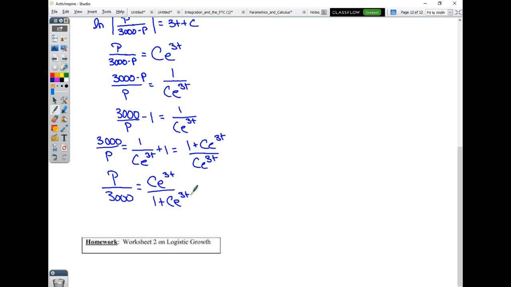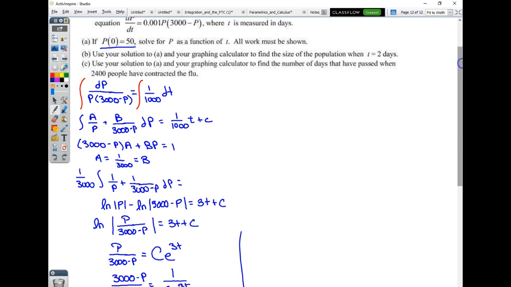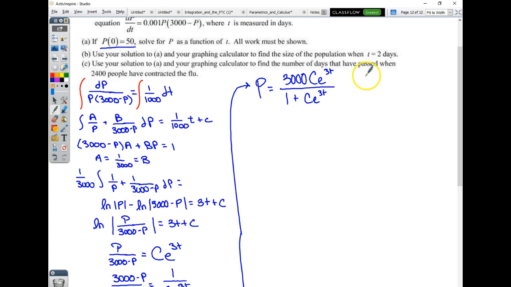And as you can guess, I would multiply this by 3,000 at this stage to give me, keep it going, my final p is equal to 3,000 ce to the 3t over 1 plus ce to the 3t. So you can see that that was a lot. And what's worse is that we're not done. Because we now have to evaluate p, which will be equal to 50 when t is 0.